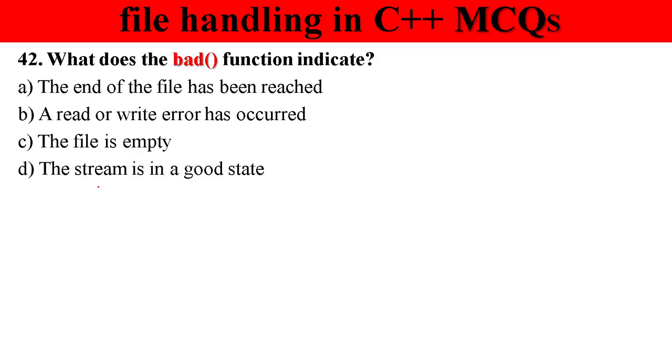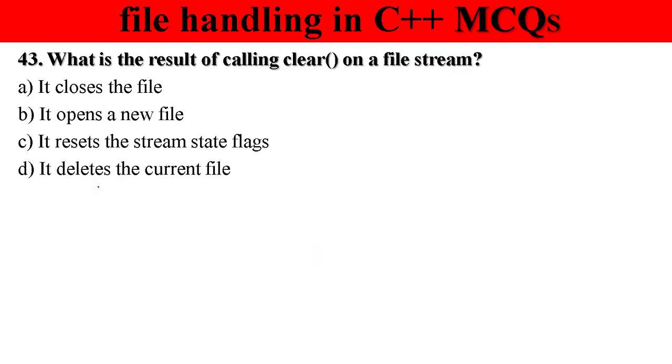Question number 42. What does the bad function indicate? A. The end of the file has been reached. B. A read or write error has occurred. C. The file is empty. D. The stream is in good state. The correct answer is B. A read or write error has occurred.